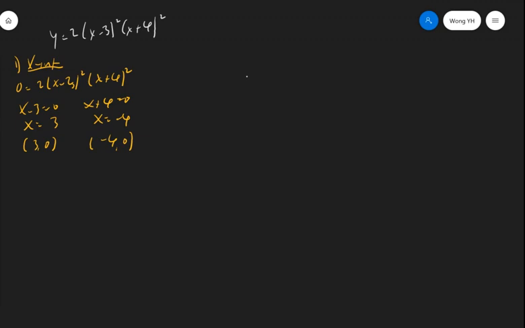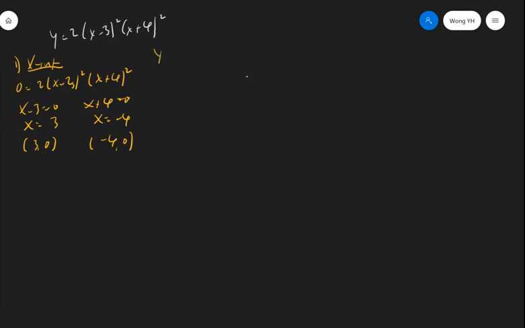So the first information that we can find, of course, we look into the x and y intercept. So we look for the x-intercept. We put y equal to 0. So we have 2(x minus 3) squared (x plus 4) squared equals 0. This whole thing equal to 0. So we take the brackets equal to 0. So the first answer we get is 3. Second answer we get will be negative 4. So we have (3, 0) and (negative 4, 0).